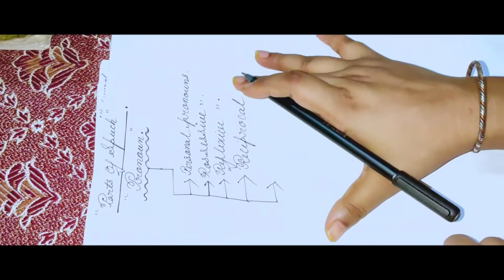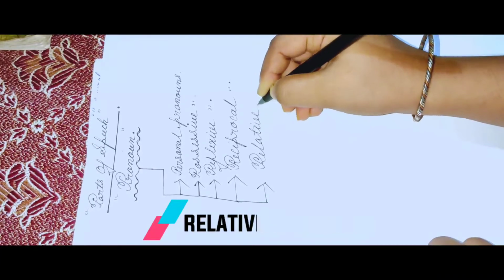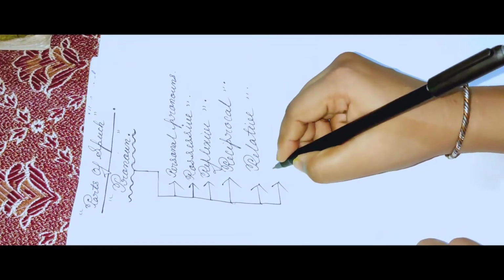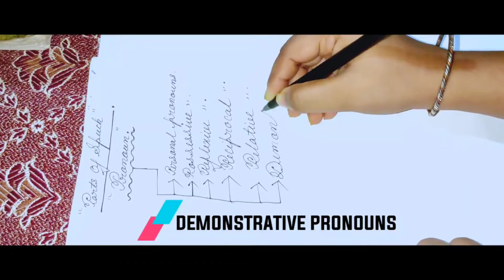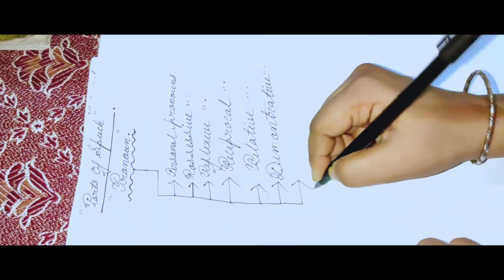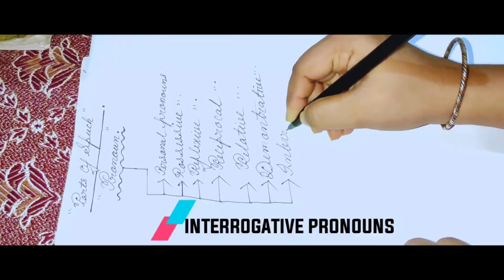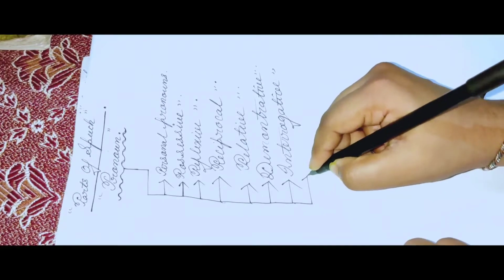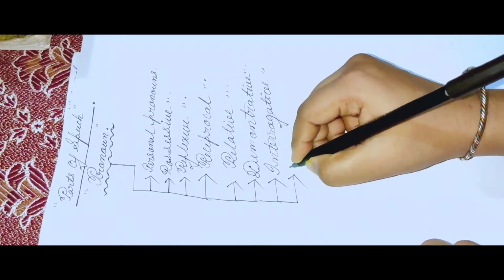The next one, that is relative pronouns. Next one, that is demonstrative pronouns. And next one, that is interrogative pronouns. And the last one, that is indefinite pronouns.